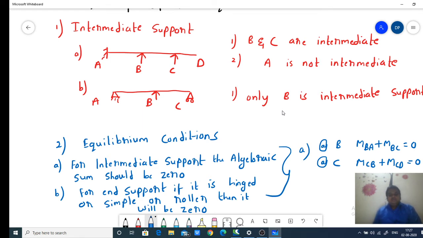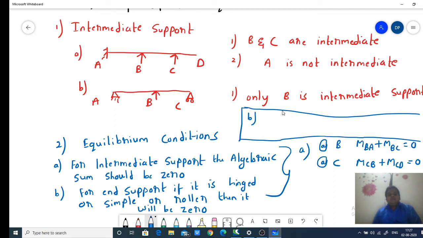Now similarly, for the second case, I will be writing here. This is for case A, and for case B, if I am considering here, only B is the intermediate support. So at B I can write MBA plus MBC is equal to 0. This is the first equation.